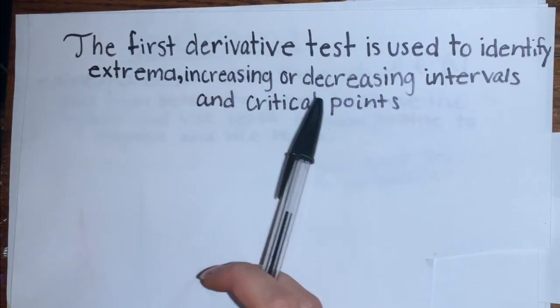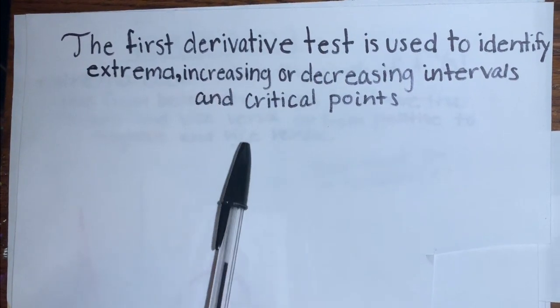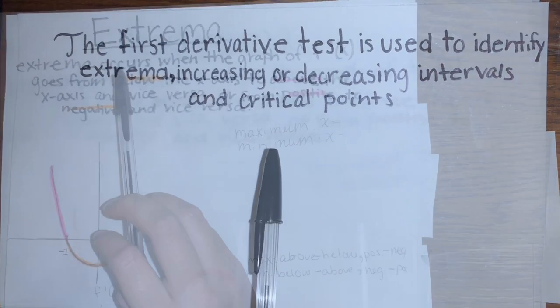Hi everyone, today we're going to be learning about the first derivative and how it relates to the function. But more specifically, we're going to be focusing on the graph of f prime of x and how it relates to the graph of f of x. So the first derivative test is used to identify extrema, increasing or decreasing intervals, and critical points.